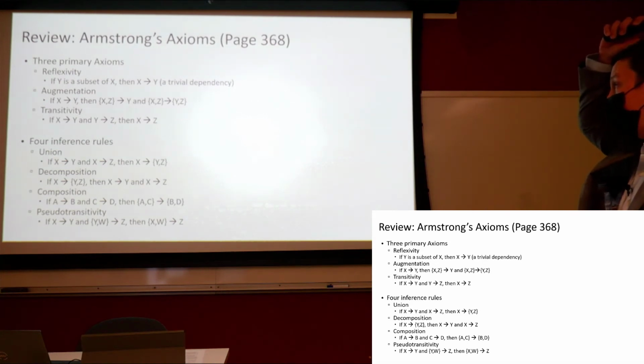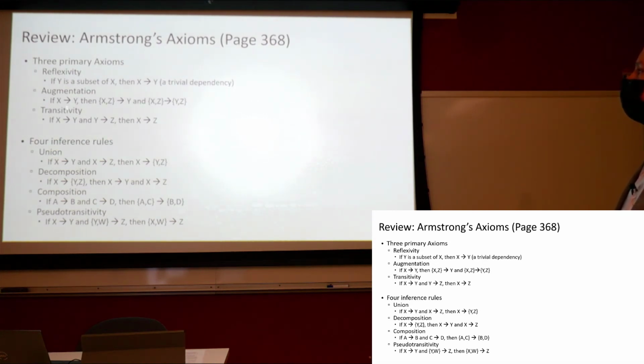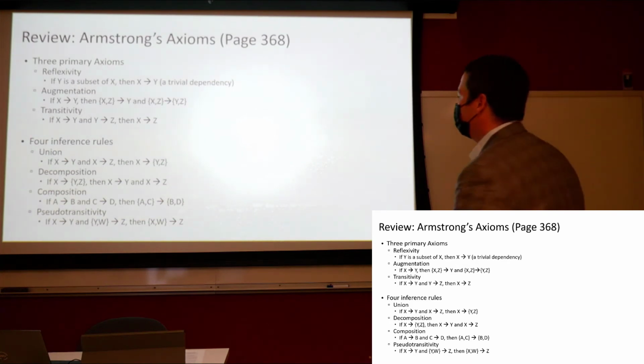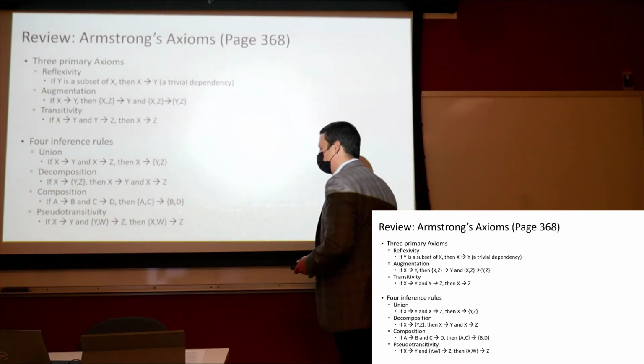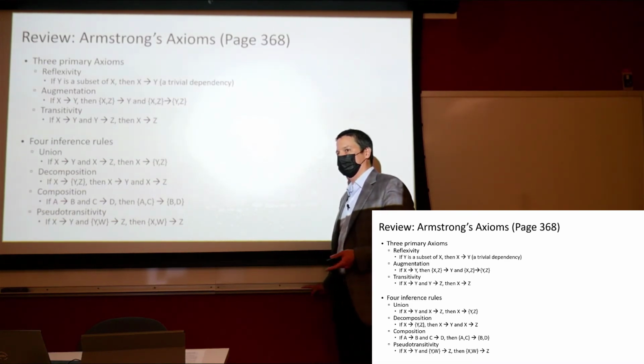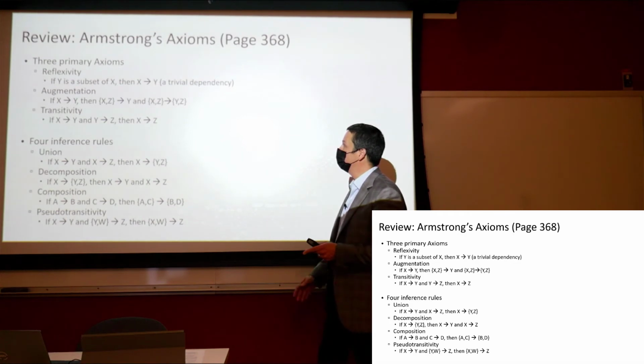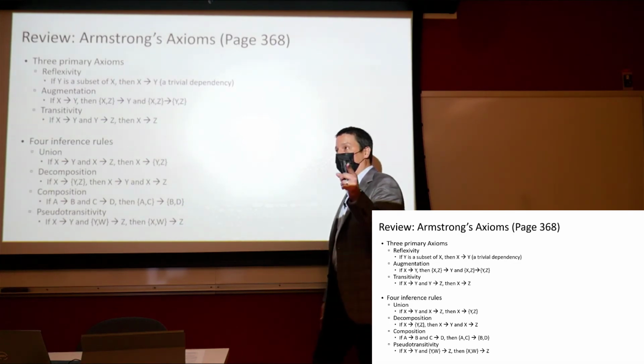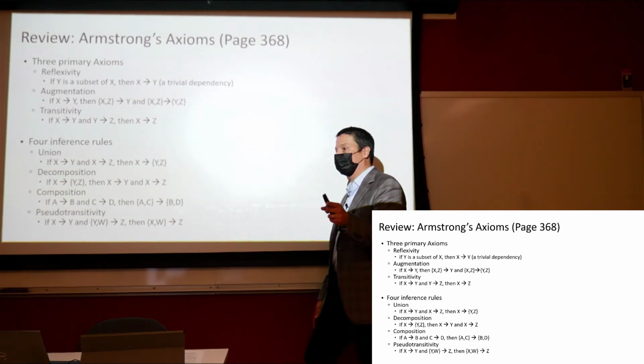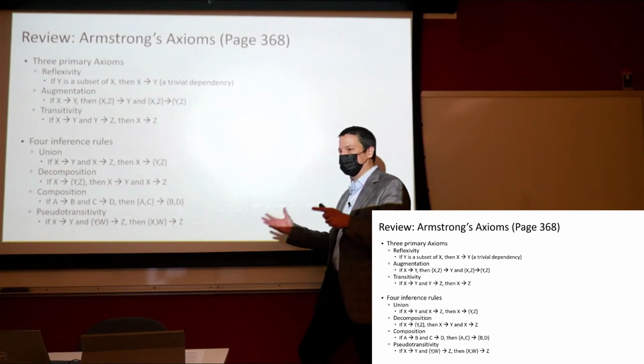But of course, Armstrong's axioms, the three primary: reflexivity, augmentation, and transitivity. Reflexivity is this idea of trivial dependencies, doesn't tell us anything new, and basically just says a determinant can functionally determine any subset of itself, right? Which also means all attributes functionally determine themselves. If I know your PeopleSoft ID, I can use that to figure out your PeopleSoft ID. That's what reflexivity says. Also, if I know your PeopleSoft ID, first name, and last name, I can use that to figure out your first name, right? Any subset of the determinant.